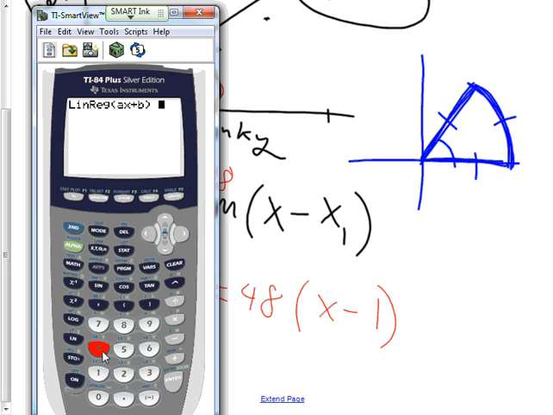Now, if I just hit enter, it worked because it knows I put the data in list 1 and list 2. It assumed I would do that. If you want to be fancy and put it in list 3 and list 5, you can do that, but then you would have had to tell it which lists to use. It will default to list 1 and list 2. So as long as you did it the way I did it, you should have gotten an answer just like this.